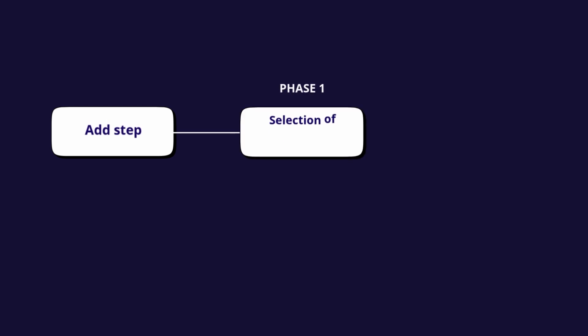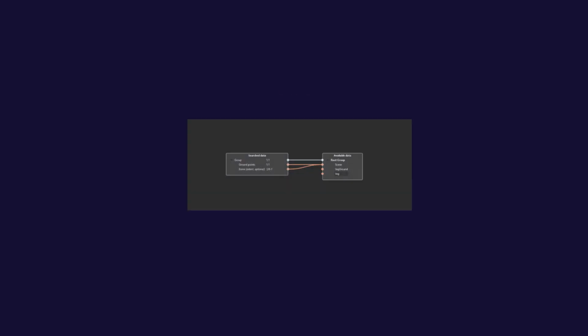To summarize, we have explored two essential phases in the configuration of a processing workflow. Phase 1. Selecting the data to work on. This is where you precisely choose which input will be used by the algorithm. For example, a point cloud, a DSM, or the result of a previous step. This is what the first configuration window illustrates.